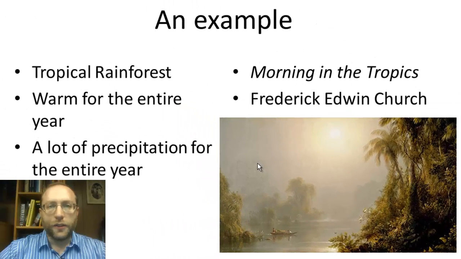In a tropical rainforest, it's warm for the entire year, and there's a lot of precipitation for the entire year. You will find some areas where there are rainy seasons and dryish seasons, where it rains so much that there's a flood, and where once you had birds flying, there's fish swimming. But even in the dry seasons, there's still a lot of rain.